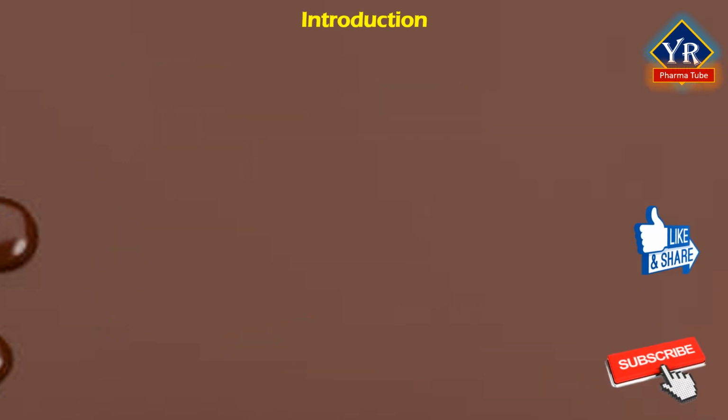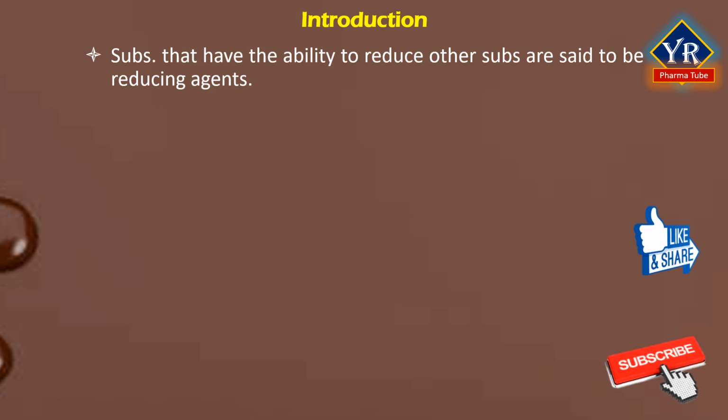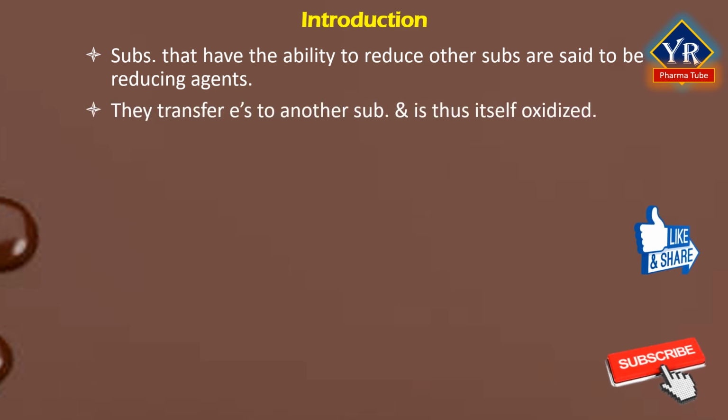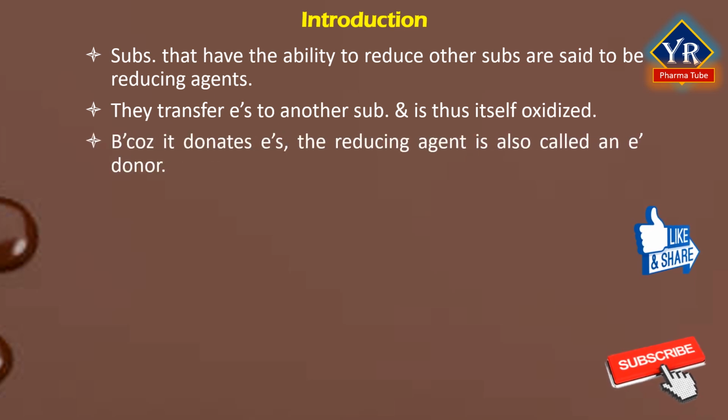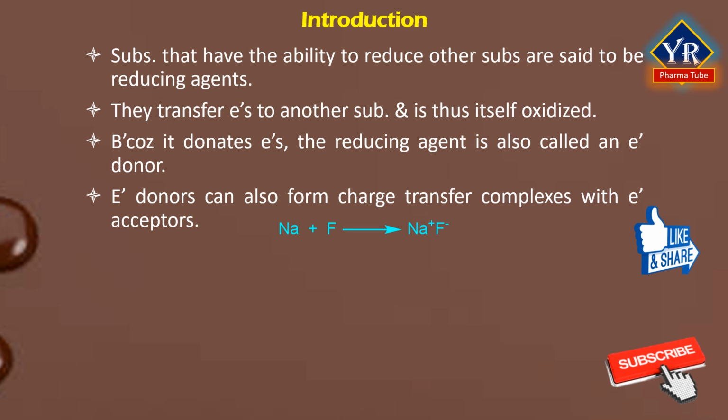Before going to understand the reduction reactions of drug metabolism, let's take some keynotes on reduction and its definition in chemistry. Substances that have the ability to reduce other substances are said to be reductive or reducing agents. These agents transfer electrons to another substance and are thus themselves oxidized. Because it donates electrons, the reducing agent is also called an electron donor. Electron donors can also form charge transfer complexes with electron acceptors.